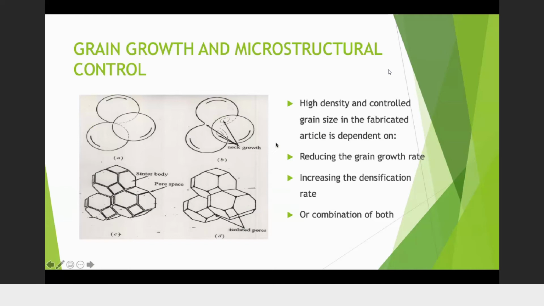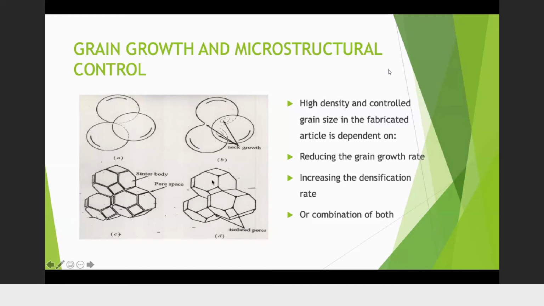So here, again, I'm showing you that a high density and controlled grain size in the fabrication of ceramics depends on reducing the grain growth rate while increasing the densification, or we want both. Here we have three particles touching each other, and we can see the neck is growing, and also grain boundary formation, whereby you can see that the grain boundaries are moving, right? And also the pores are moving. And finally, you can see that there is an isolated pore. So you can see that these three surfaces become one pore.